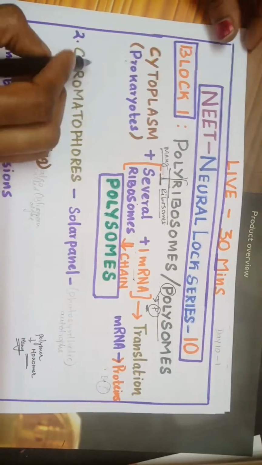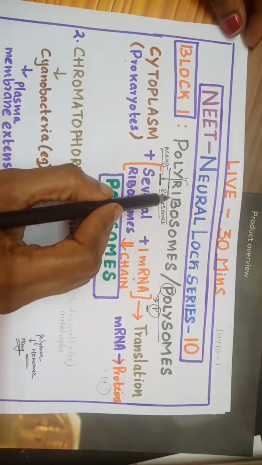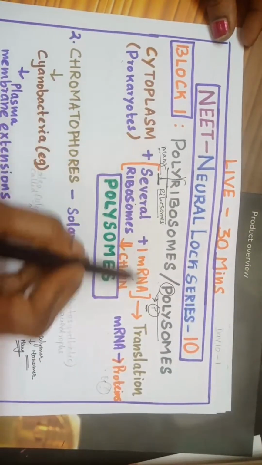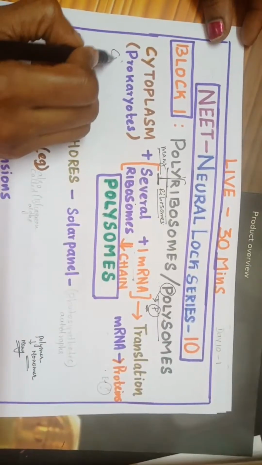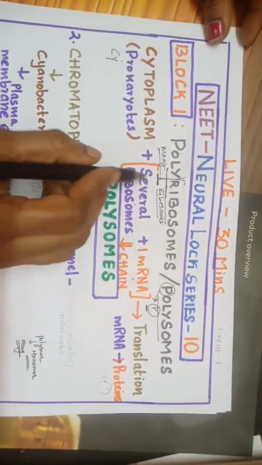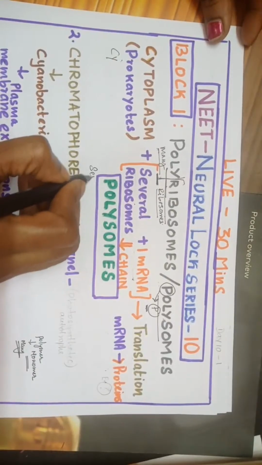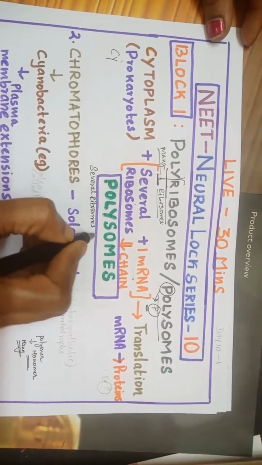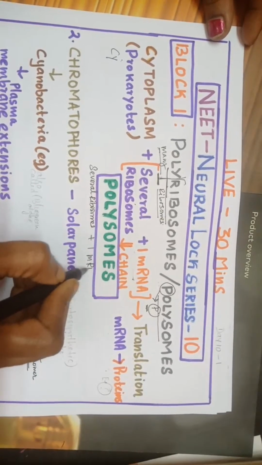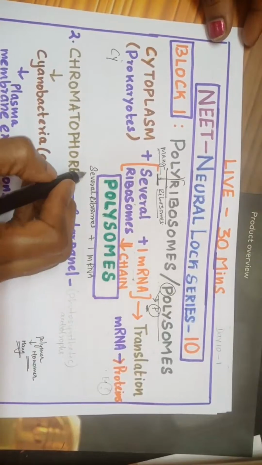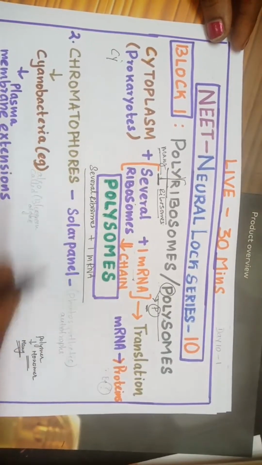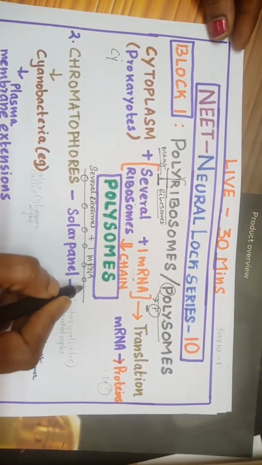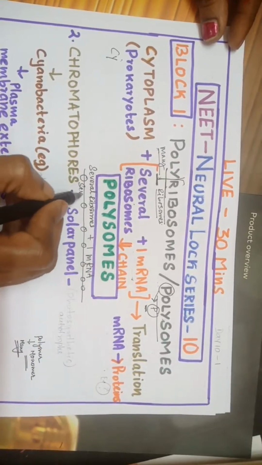So now shall we write these code words? If they have given polyribosome or polysome, search for these code words. First one is this. This is very important. Several ribosomes, one strand of mRNA, very very important. One strand of mRNA. I told you, single chain, single thread with the beads. They are the ribosomes. So, several ribosomes.